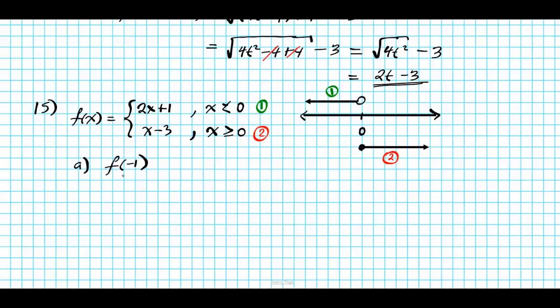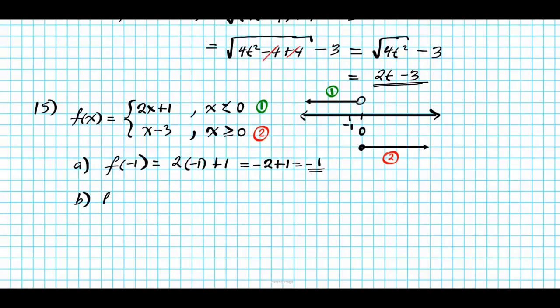Now let's take a look at the a part, f of negative 1. Where is negative 1? It's to the left of 0 right here. So we're going to be using the first function. So it's going to be 2 parentheses negative 1 plus 1. All right, that is equal to negative 2 plus 1, which is equal to negative 1. There goes your first answer.